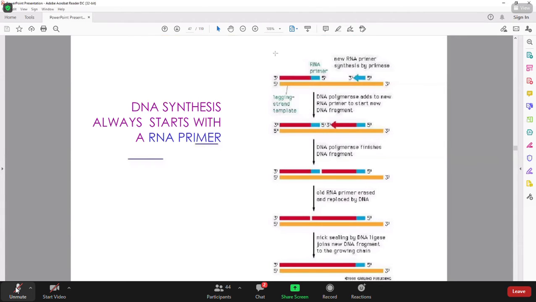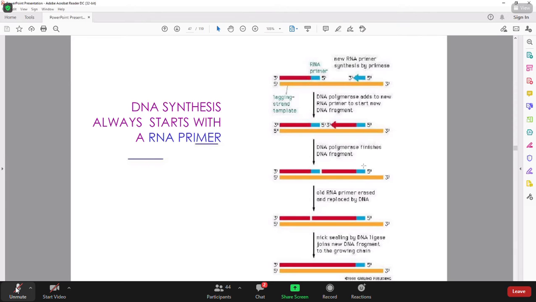This is the process of DNA synthesis. Once the double-stranded DNA has been separated, we have this primer that has been synthesized by primase. Once we have this primer, DNA polymerase comes in and adds new nucleotides to the strand.